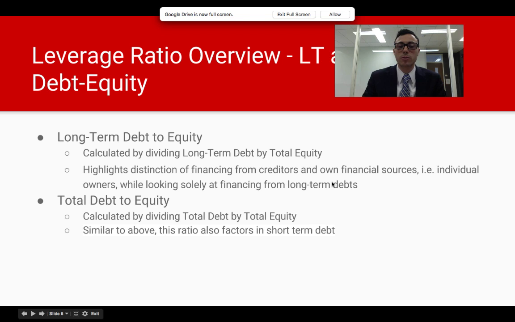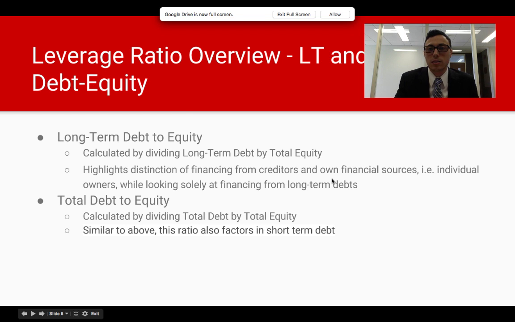Next, we look at the leverage ratios for Kellogg Company. The two we focused on were long-term debt to equity and total debt to equity. Long-term debt to equity is calculated by dividing long-term debt by total equity, and this looks at individual ownership such as stocks instead of bonds from outside creditors. And then looking at total debt to equity, this is very similar to above, but it factors in short-term debt as opposed to just the long-term debt.